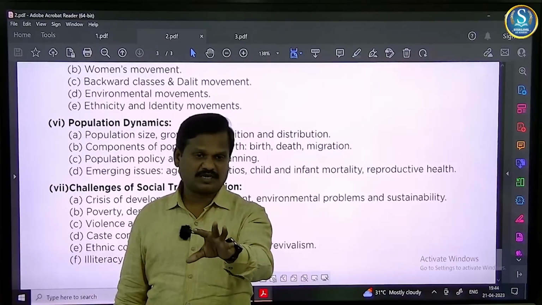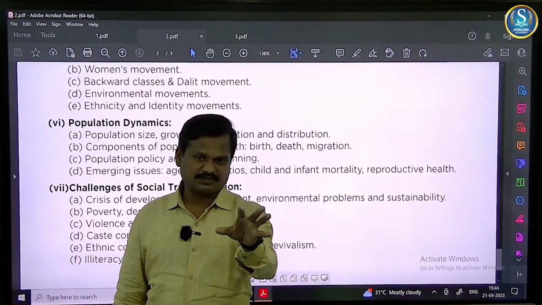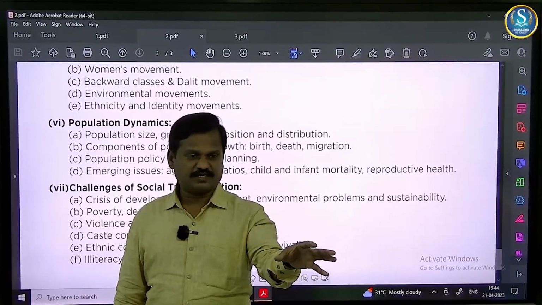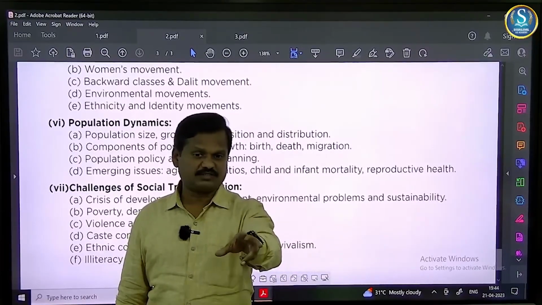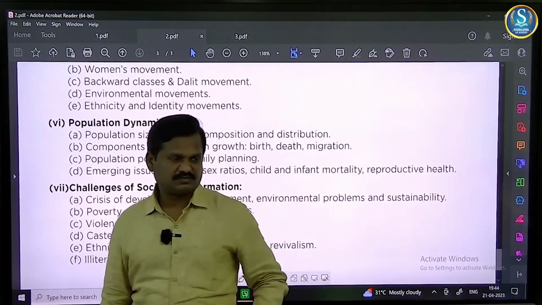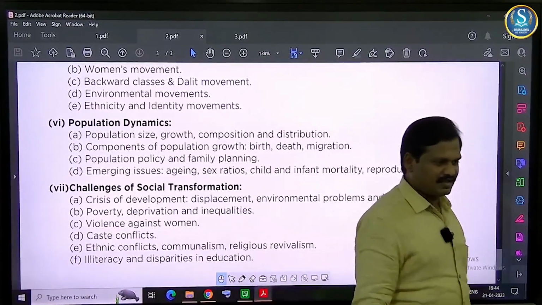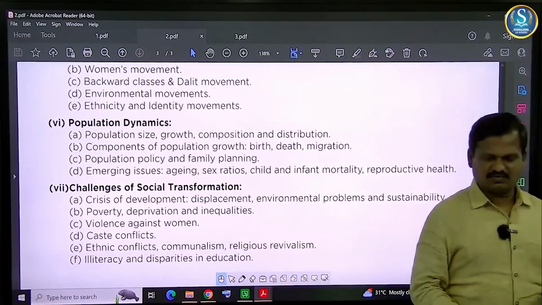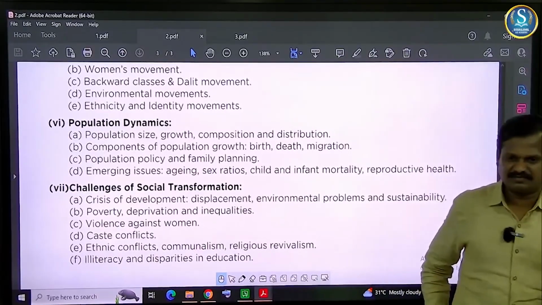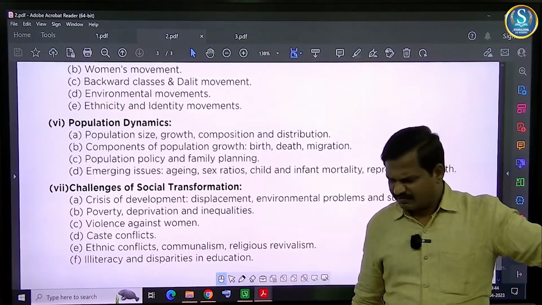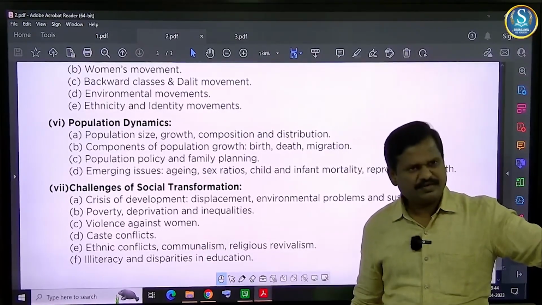Therefore, he started this first population policy nationally. India formulated a population policy as one of the few countries in the world, yet the population could not be controlled. Today, we have overtaken China. Why could the population not be controlled in India?